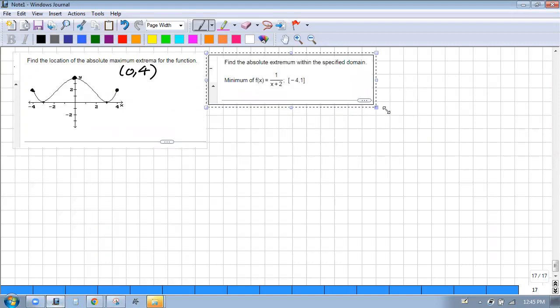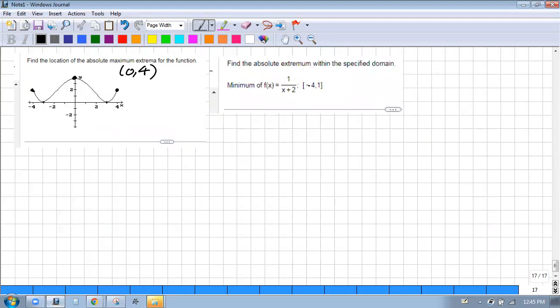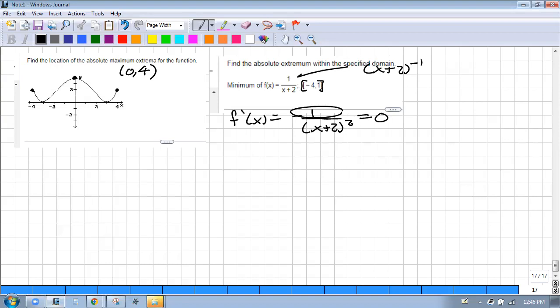Find the absolute extrema within the specified domain. So we have a closed interval here. That's key, right? The extrema happen at the critical points or at the endpoints. The first derivative here would be -1 over (x+2) squared, because that's really just (x+2) to the -1. With the power rule, you get the minus sign and then subtract 1 from the exponent. So that's the first derivative. If you set it equal to 0, this is never equal to 0. You always just look at the top. 1 is never 0, so there are no critical points.